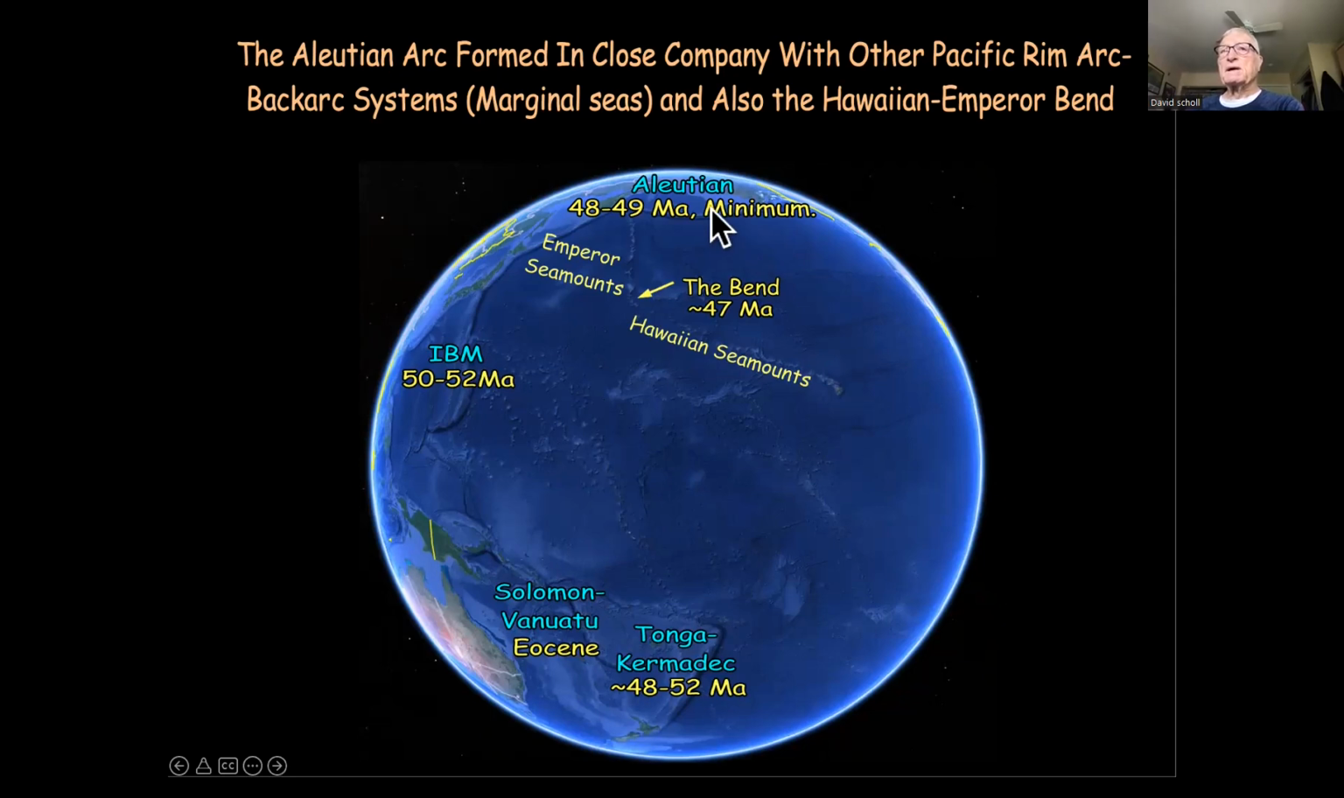Lucian's a little bit young, but it's minimum. And here's the bend. So I just wanted to put this out there. A great deal of tectonic stuff was going on in the Western Pacific in the very early part of the East. I'll get back to this in a bit.